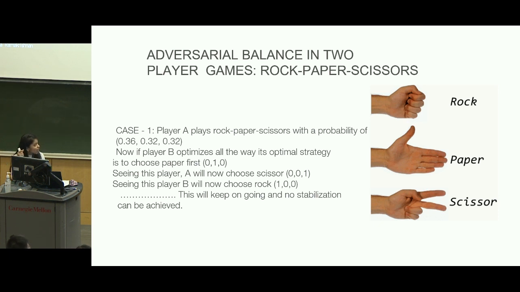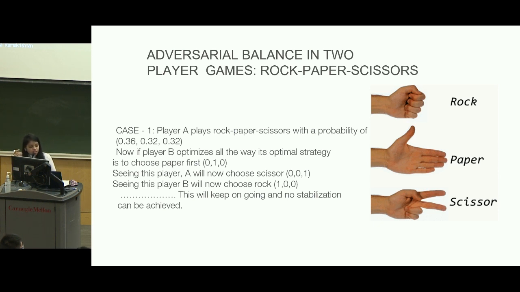Right. And then again, player A knows my strategy, right? So what will player B choose? Yeah. So the thing is, this will keep on going, right? There's no end to it. This is what is actually called an oscillation. So this game will never end.